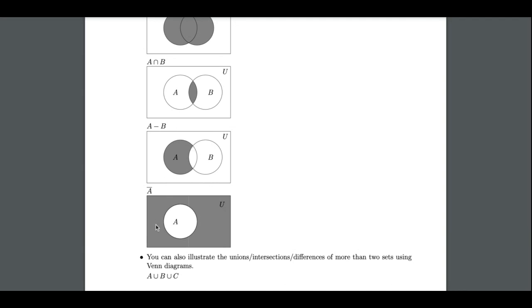Well, what's A complement? A complement are all the elements in U, the universal set, but not in A. We see except the set A, all the rest of the rectangle is shaded. So the shaded means the complement of A.